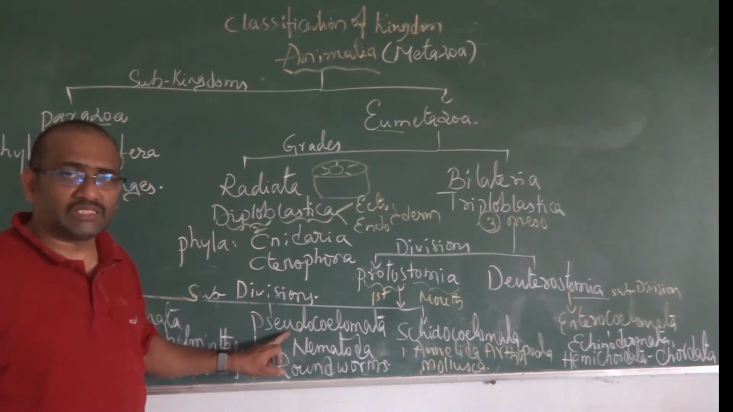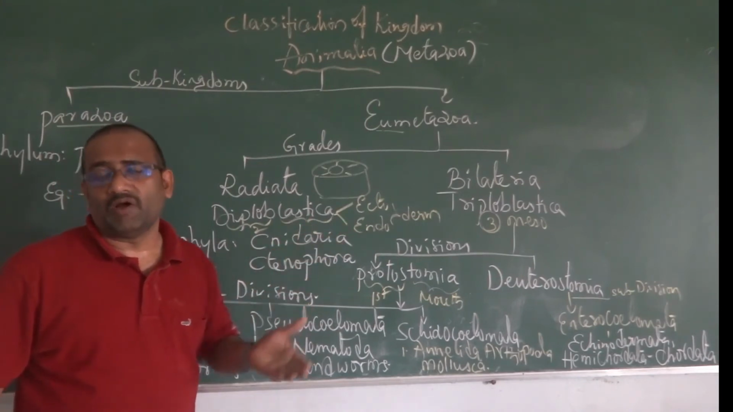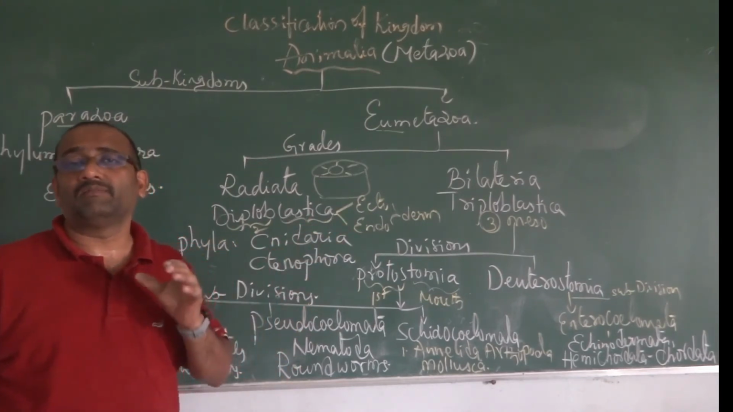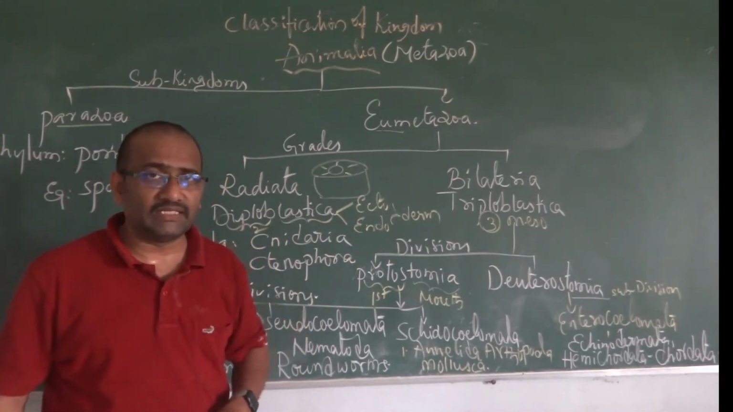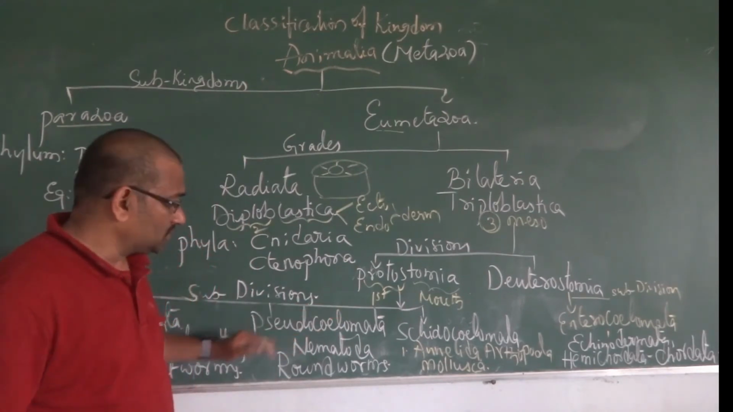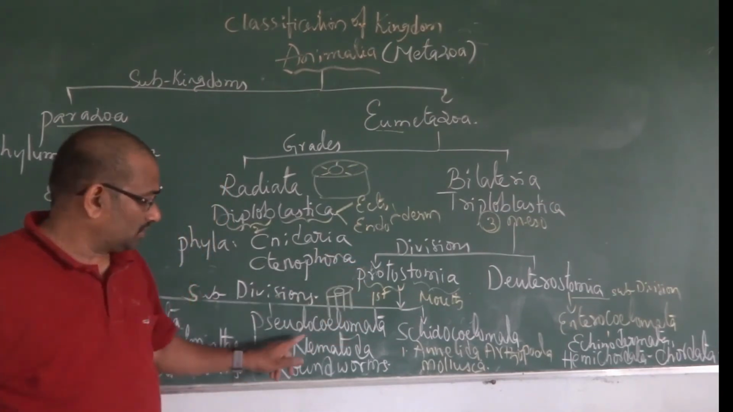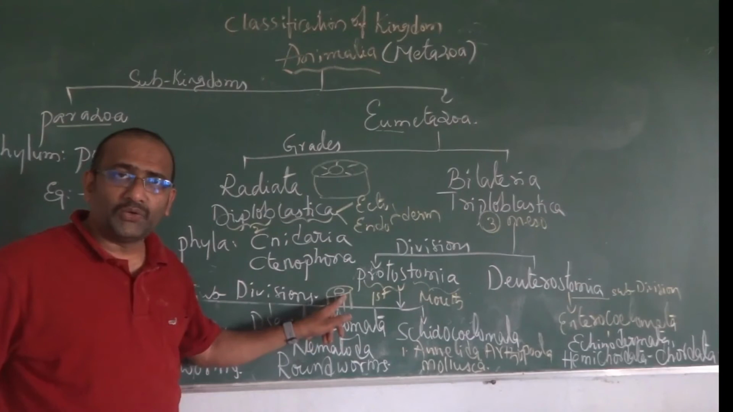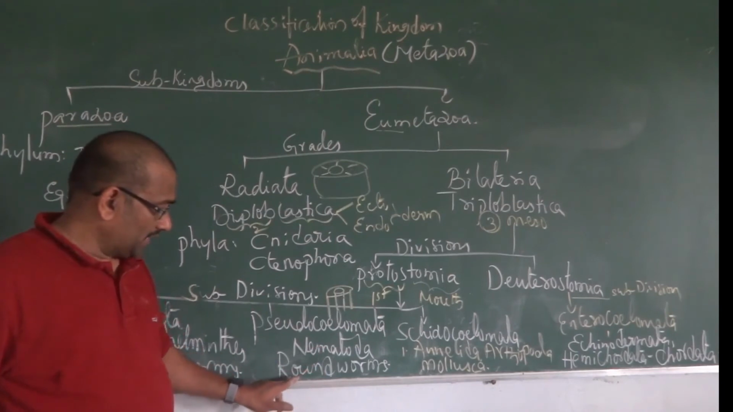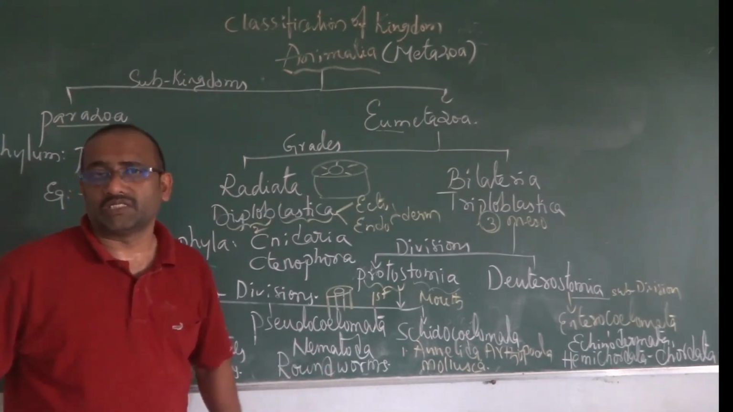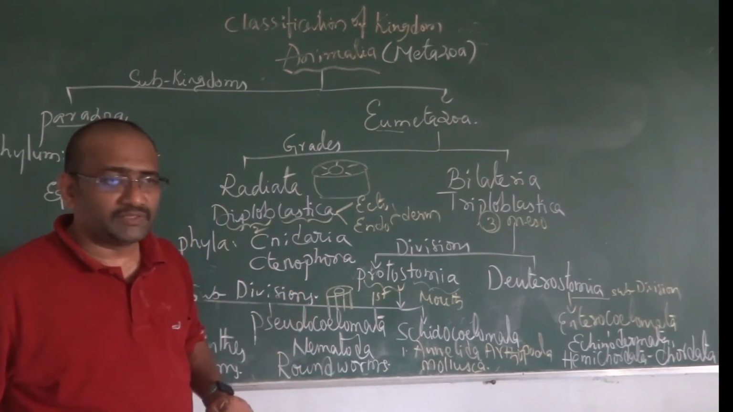Pseudocoelomata: pseudo means false, coelom means body cavity. A false body cavity means the body cavity is present, but it is filled with a fluid, pseudocoelomic fluid. These organisms are also known as tube within a tube organisms. Phylum Nematoda are the examples, the roundworms. Examples are Ascaris lumbricoides, Wuchereria, Ancylostoma. So these are the examples for the nematodes.